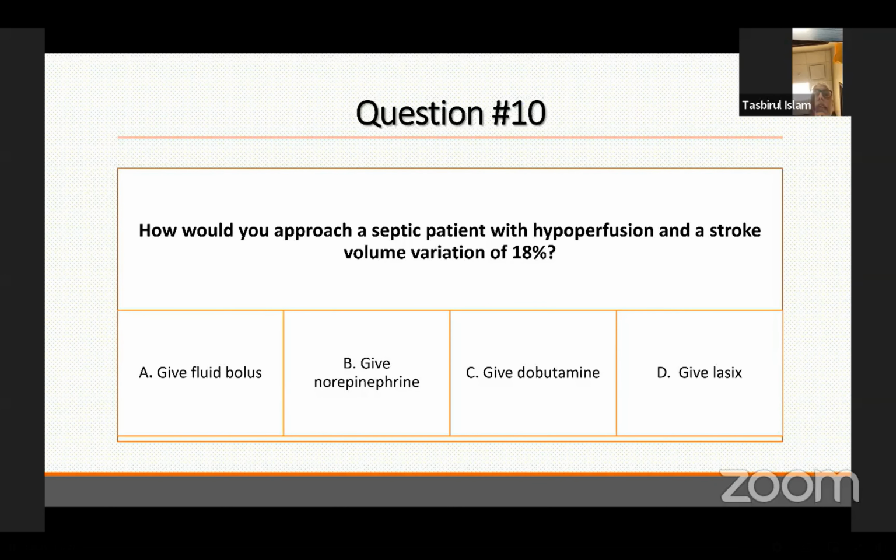Okay, everybody got A, but Noshin answered first, and Monira says B. What is the answer? This patient has hypoperfusion and evidence of fluid responsiveness. This is stroke volume variation, and anything above 12% means fluid responsiveness. So the answer is A, you need to give a fluid bolus. Noshin, Protoy, Oppo, and Ribaba answered right, but Noshin was faster. So I think we are done with all 10 questions.